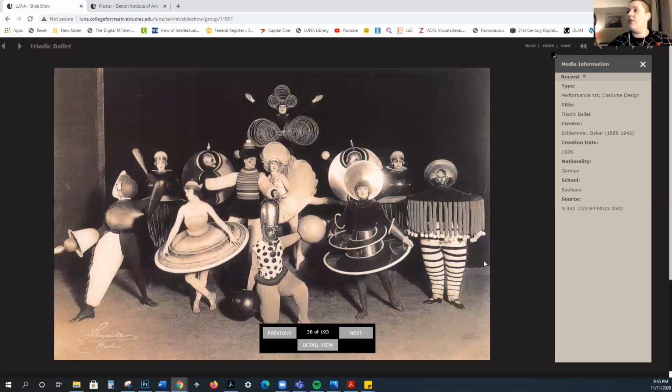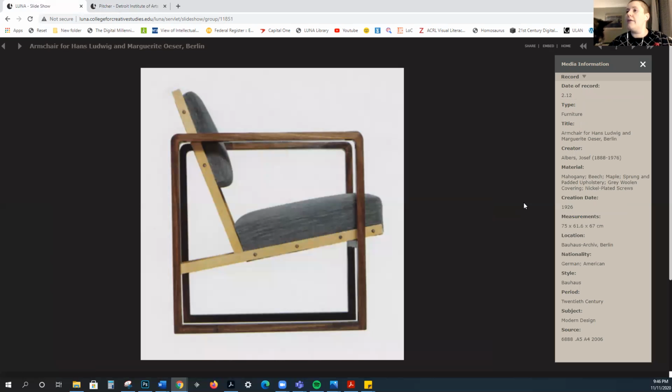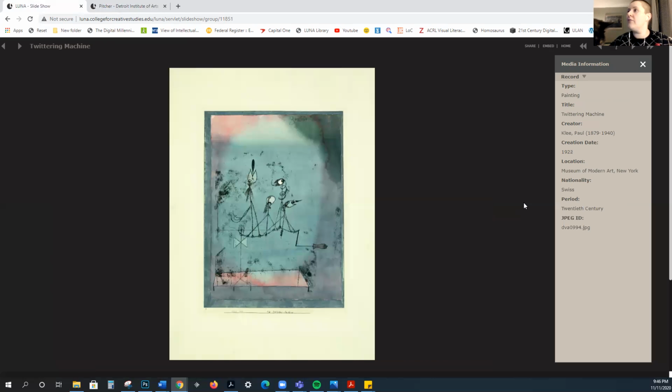Again, you can just see how there's a variety of objects. This is an example of the performance pieces that were put on. These costumes were designed by members of the Bauhaus. Furniture, right? Again, these very clean, simple lines.